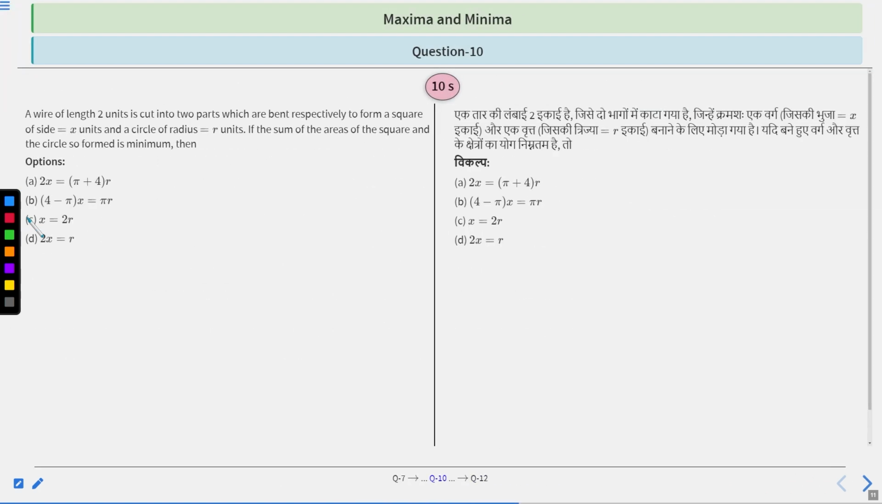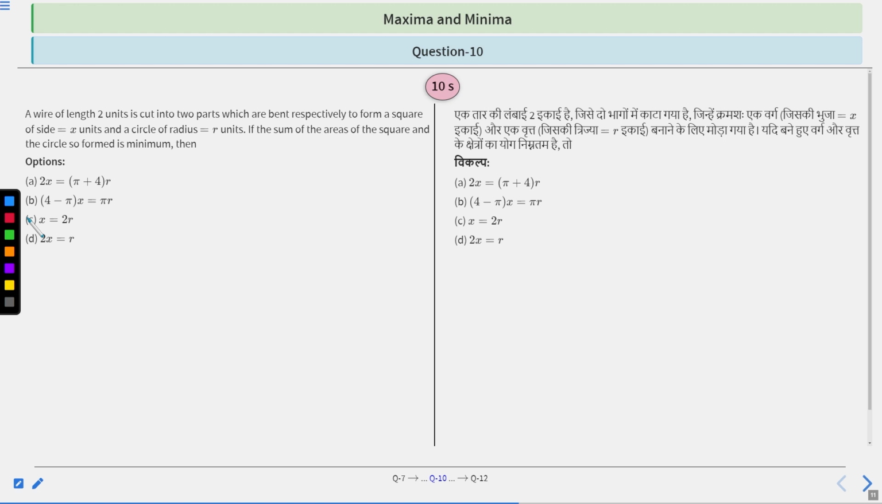Question number 10, which says a wire of length 2 units is cut into two parts, which are bent respectively to form a square of side x units and a circle of radius r units. If the sum of areas of the square and the circle so formed is minimum, then... So the hint of this question is, see, the wire of length 2 units is cut into two parts, right? Which are bent respectively in the form of a square of side x units. So what will be the perimeter of a square? 4x, right? And a circle of radius r units. What will be the perimeter or circumference of the circle? 2 pi r, right? Therefore, 4x plus 2 pi r will be equal to 2.